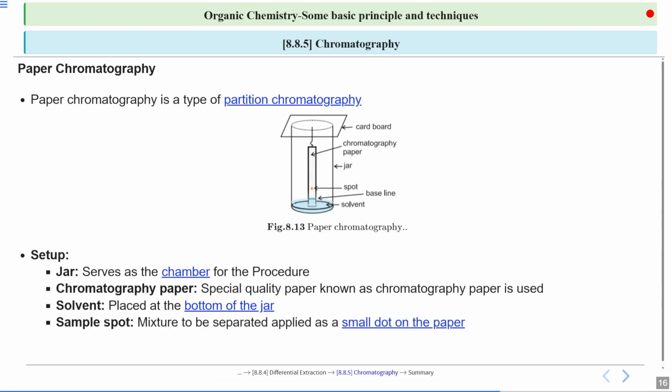After that, we have a sample spot, which is where your mixture to be separated is applied. It is a small dot on the paper, and as the solvent moves, it will carry the components at different rates.